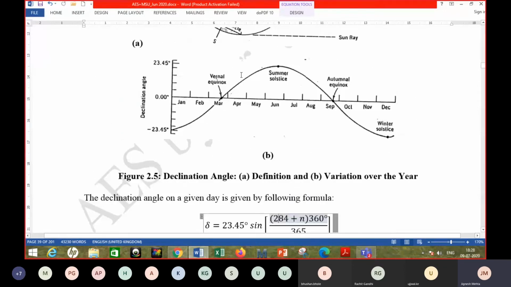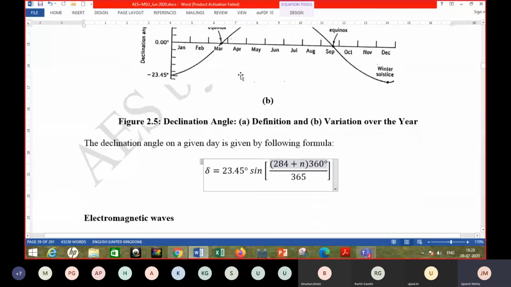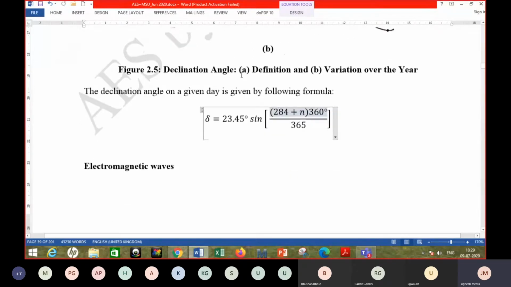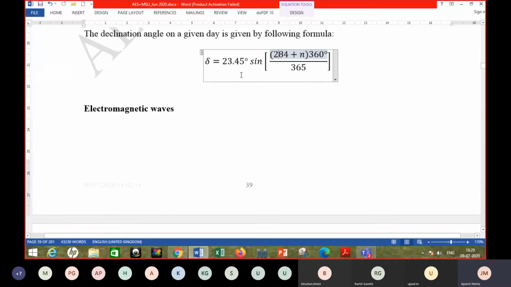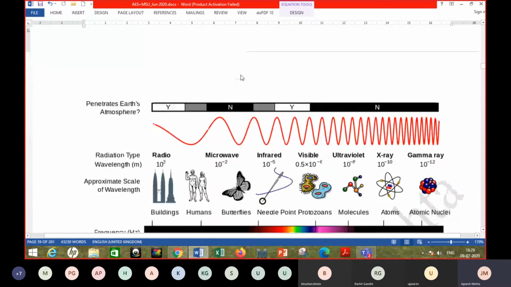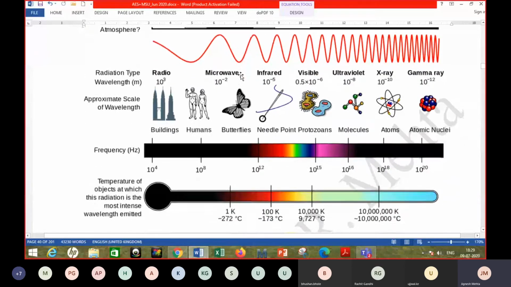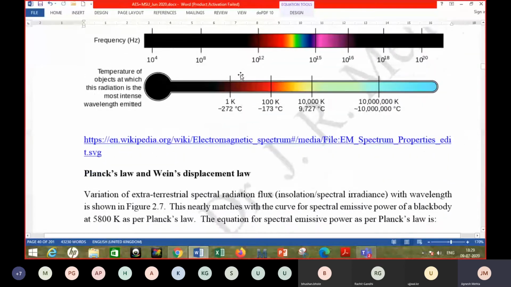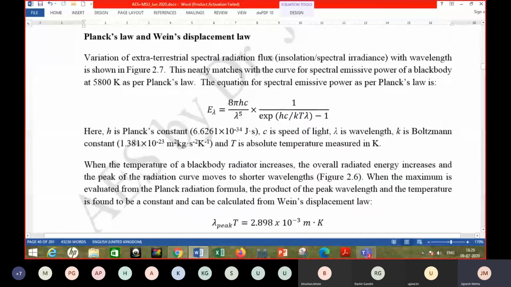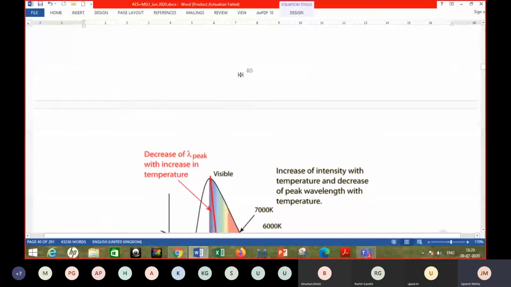We will be talking about different angles, and why are we going to talk about those angles? Because all of them are going to play a role in deciding how much radiation is available on a particular day, at a particular location, at a particular time on the earth. So all of these angles are affecting the amount of solar radiation, and that's why we need to discuss all those angles.